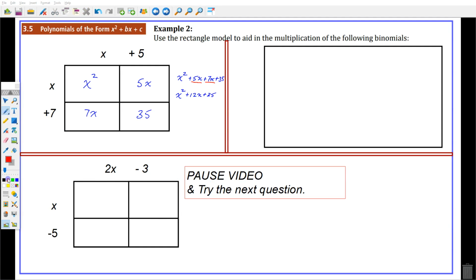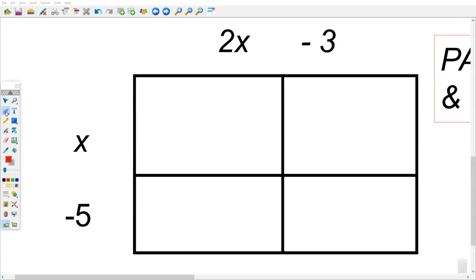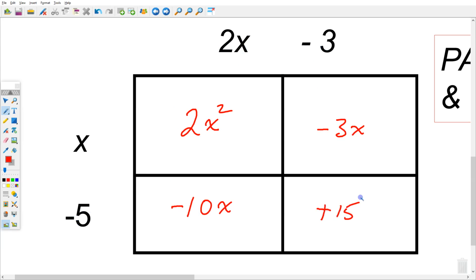All right, so for this example, we are going to do x times 2x, which is going to give us 2x squared. We do x times negative 3, which is negative 3x. We have negative 5 times 2x, which gives us negative 10x. And then negative 5 times negative 3, which gives us positive 15.